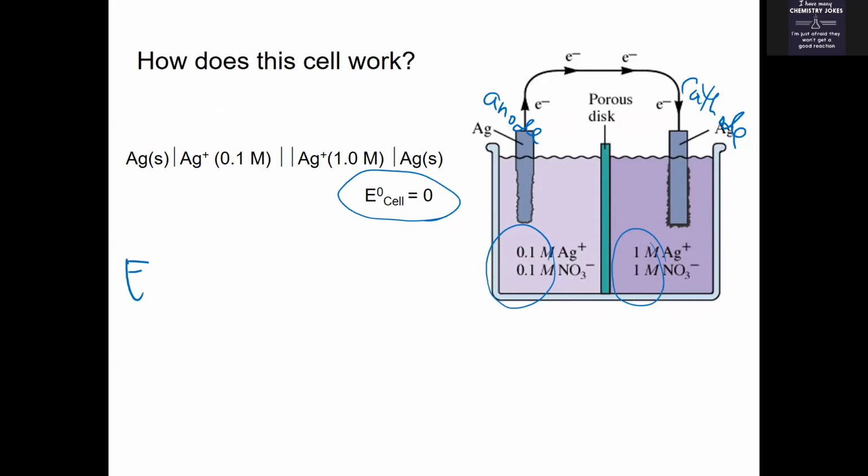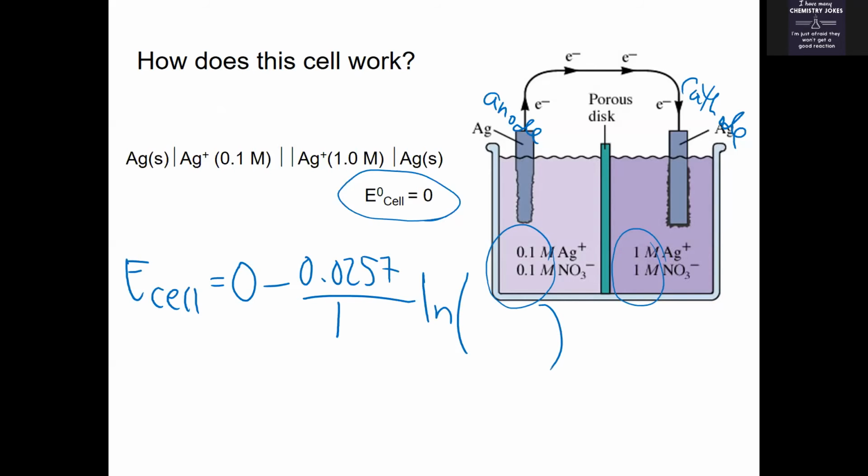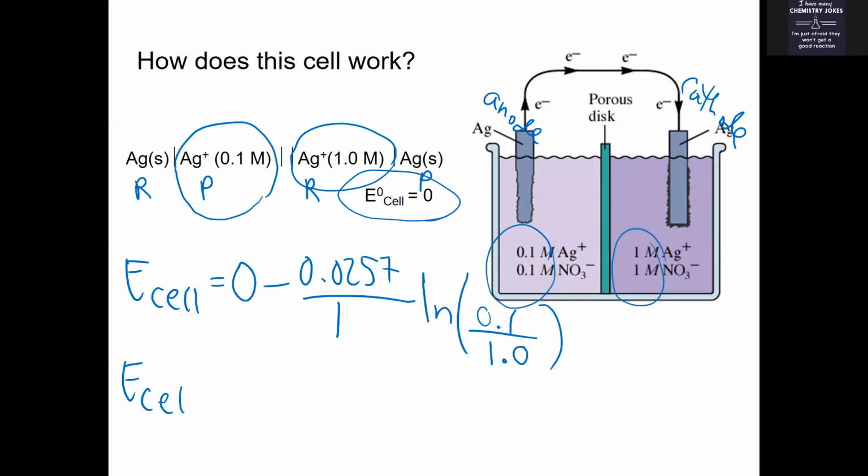So if we did the whole Nernst equation, E cell equals 0 minus 0.0257 over 1, because we've only got 1 electron in a silver plus, ln of products over reactants. The way a cell diagram is written, this is a reactant, a product, a reactant, a product. So it's this thing on top and this thing on bottom, products over reactants. Whoops, no 0 here. 0.1. We get that this cell should measure 0.0592 volts. Not a very big voltage when you just have a concentration difference like that, but a voltage nevertheless.